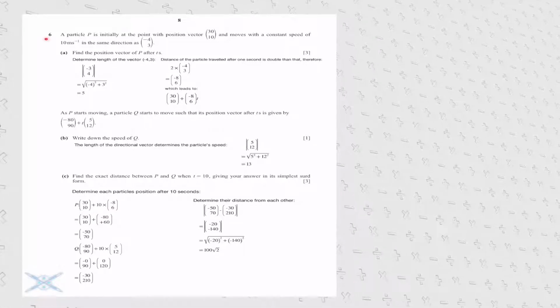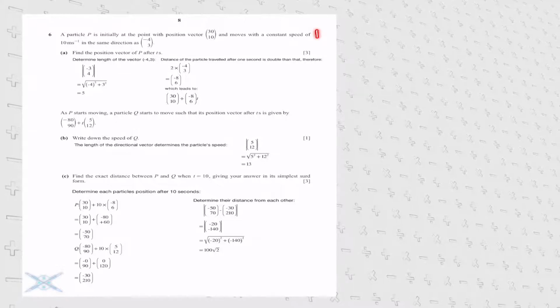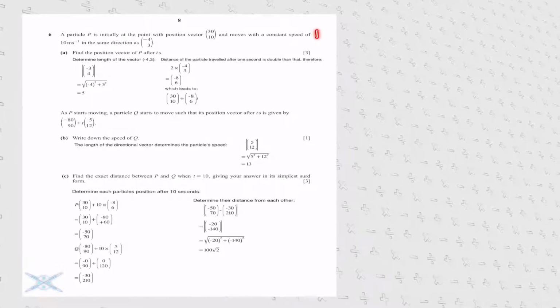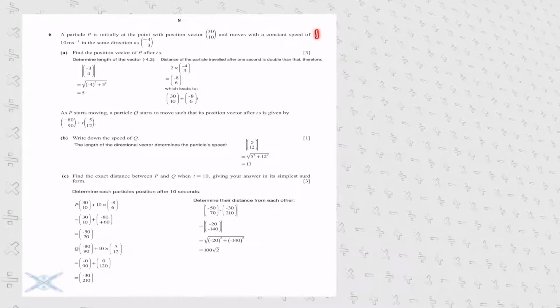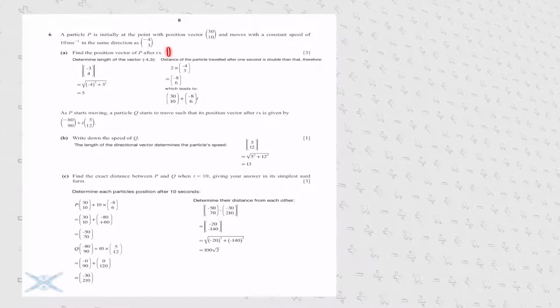Over to exercise 6, where a particle P is initially at the point with the position vector (30, 10) and moves with a constant speed of 10 meters per second in the same direction as (-4, 3). In part A, we are supposed to find the position vector of P after t seconds.